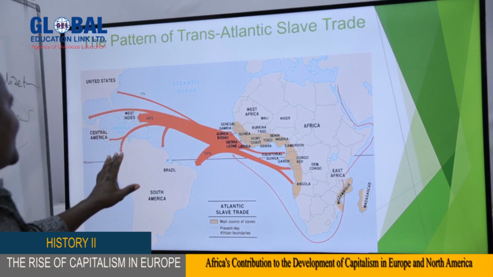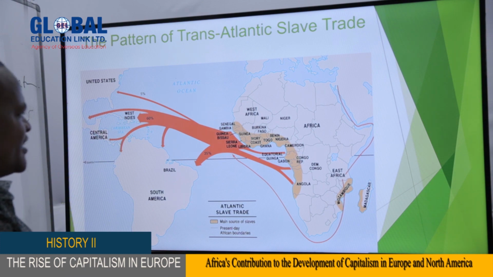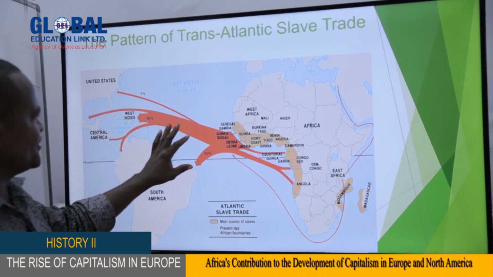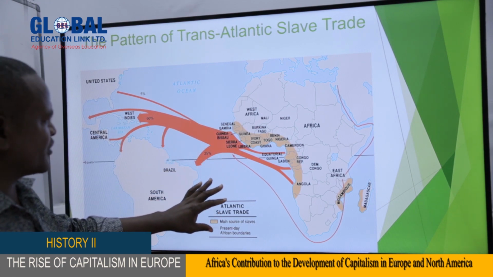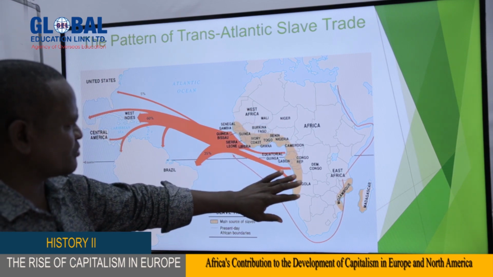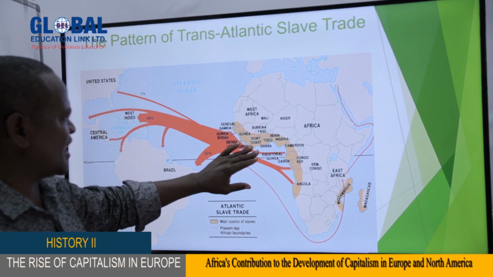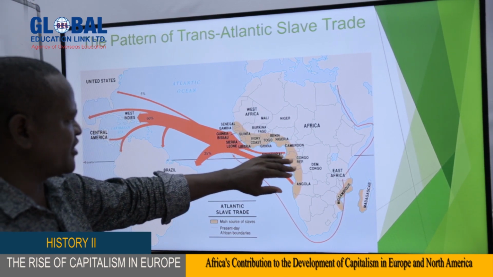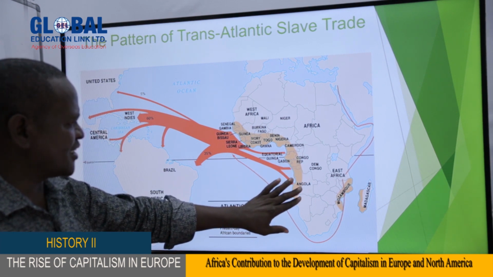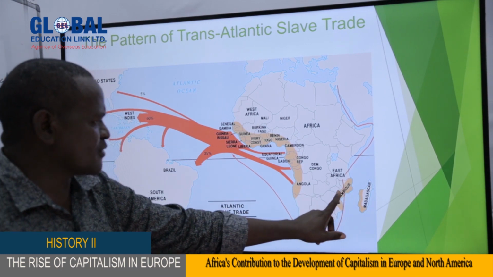My dear students, let's now look at this other map, the pattern of transatlantic slave trading. The aim here, my dear students, is to show where the slaves came from. The majority of the slaves, as you can see, were taken from this part which is shaded. They were taken from Senegal, Gambia, Guinea, Ivory Coast, Togo, Benin, Nigeria, Cameroon, Congo Republic, Gabon, Equatorial Guinea, and Angola. You see? Here is where people were taken. And some other few were taken from Mozambique.